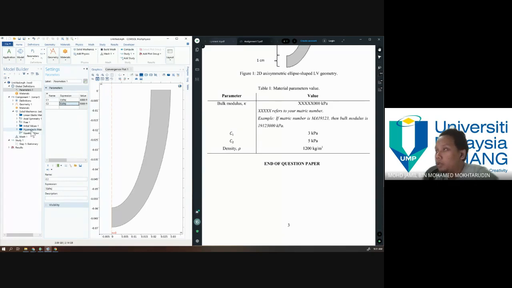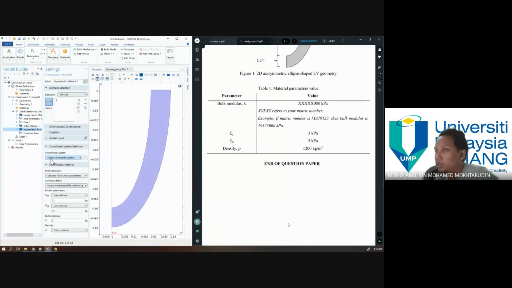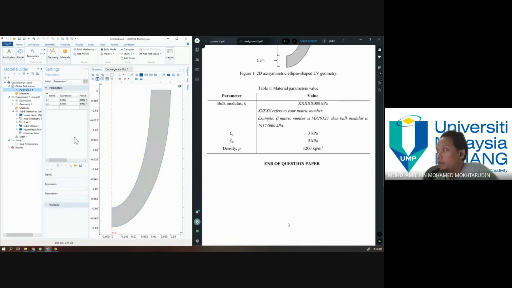So go back to the hyperelastic material. So you will see that this becomes black. Just now it is yellow in color. And then the bulk modulus, maybe we put KB for example. So define again in parameter. KB equals your matrix number. So in my case, I give example this one, kilopascal.